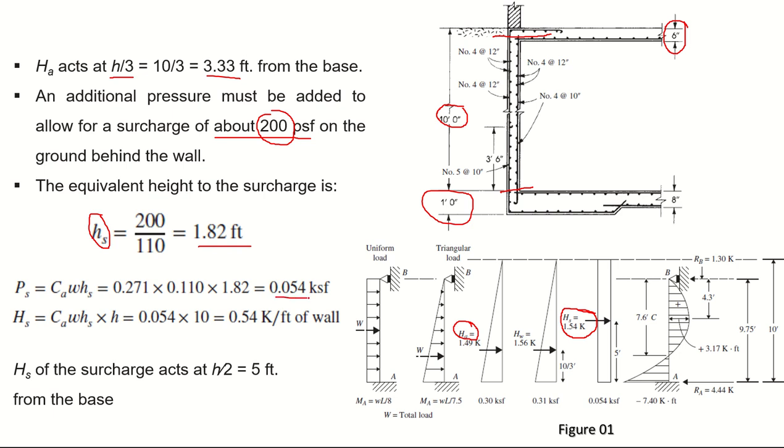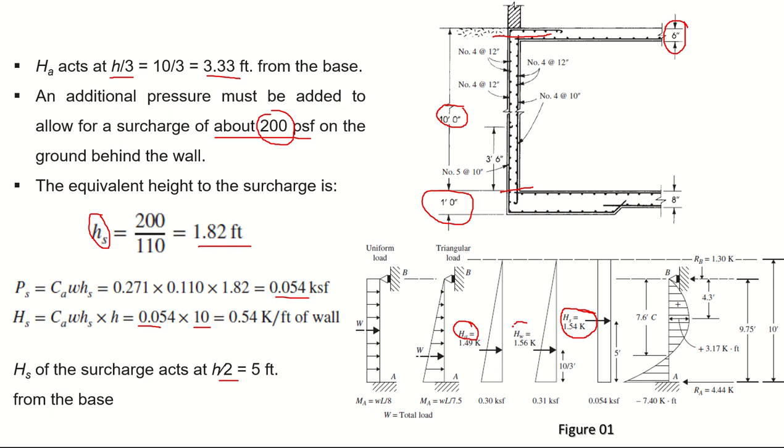So here you can see 0.054 ksf, and we simply multiply it with the 10, which is the height of the wall, because it is a rectangle. The area of a rectangle is simply width times height. Now HS of the surcharge acts at H by 2 because it is a rectangle.